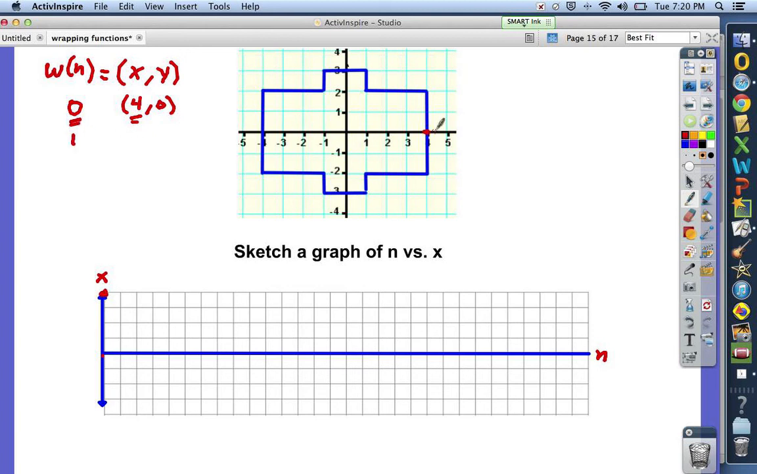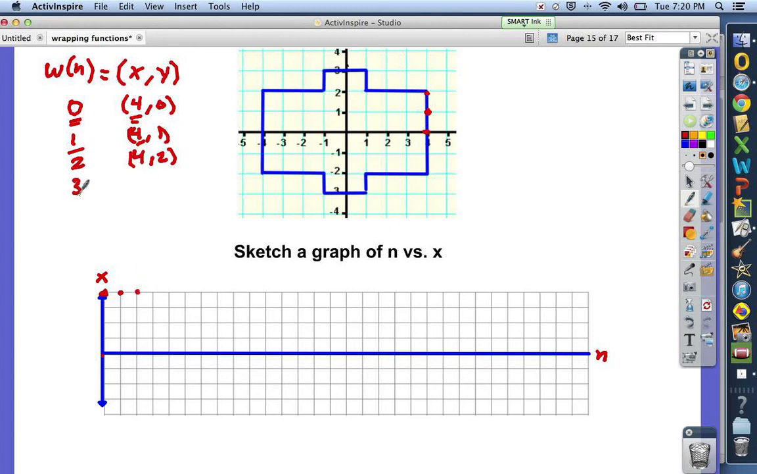Next, when n is 1, that would put me right there, 4, 1. Once again, going n versus x. When n is 1, x is 4. Plot that point. When n is 2, I'll be right here. The x value is still 4 because I'm at the coordinates 4, 2. So plot the point there.